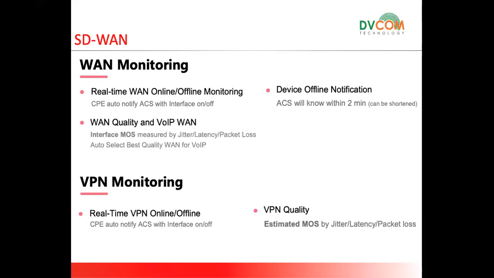VPN monitoring: you can see real-time VPN online or offline status. So you can see whether your VPN tunnel is up and running, or if there is any issue, you can identify it. And you can see VPN quality as well. So if there is any packet loss or jitter, you can identify it through your SD-WAN.